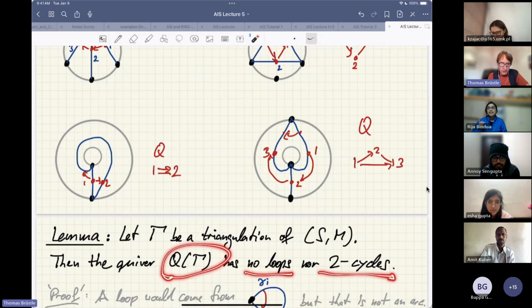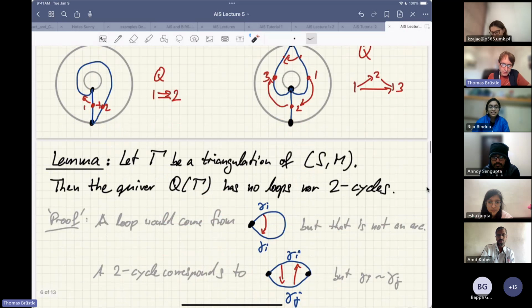Good. So what would be a loop? A loop would be locally such a situation where the same arc gamma i is adjacent to a marked point, and there's nothing in between. So that would be a loop from i to i. But we said we exclude this situation. In our definition of an arc, that arc would be contractible, and we said that's not allowed. Okay, so we have no loops.